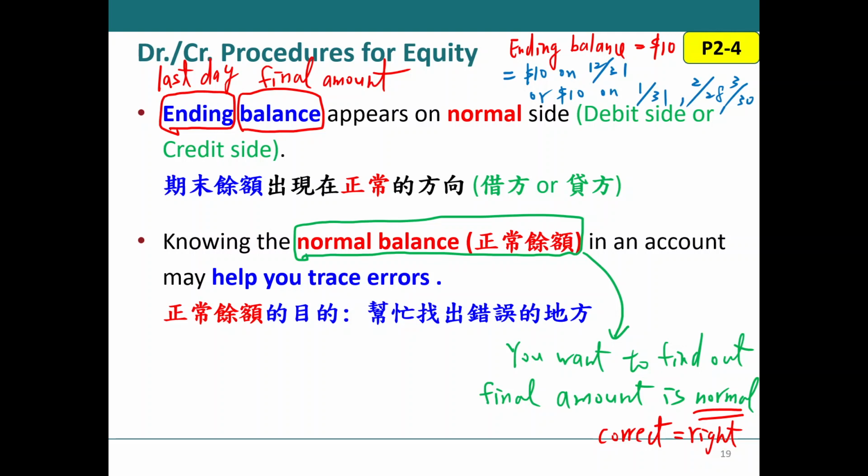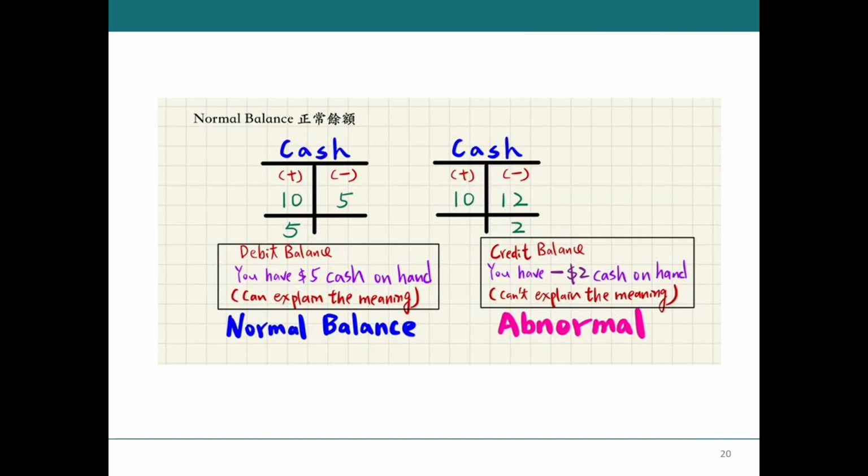How to do that? You have to figure out if it's on your debit side or credit side, on your left or right. So, for example, I use one case. I have a case. So this is case 1, case 2. Which one is normal? Which one is not? Which one is correct? Which one is not correct? Okay? So cash is your asset, right? Asset increase on debit or credit. Debit, right? So that's why asset increase on debit.